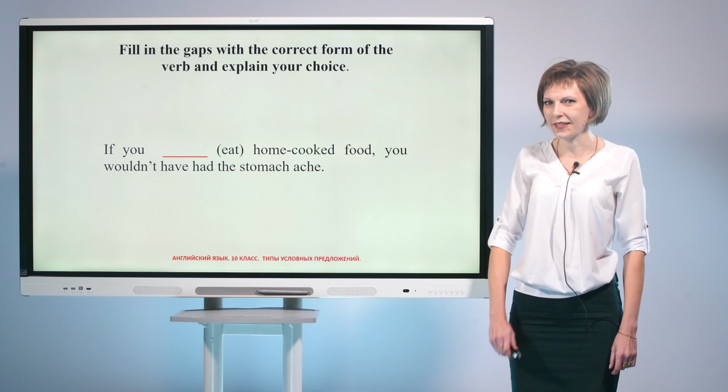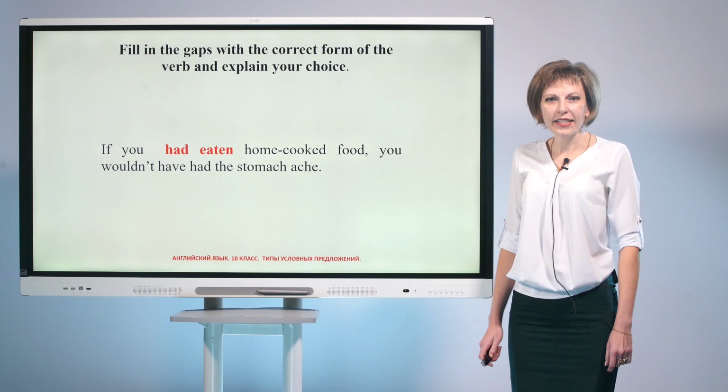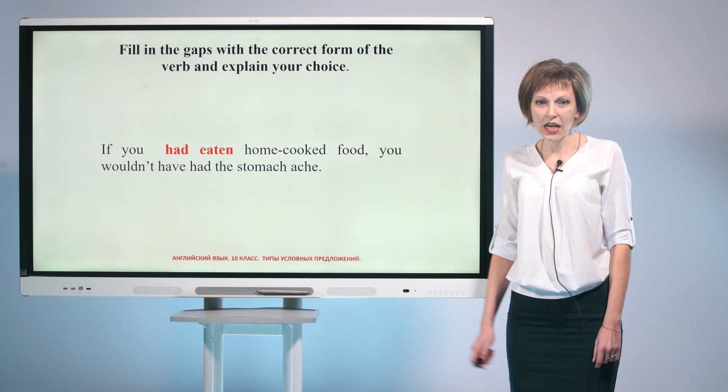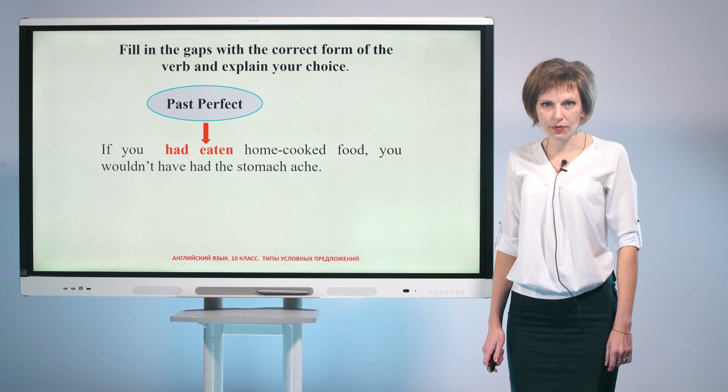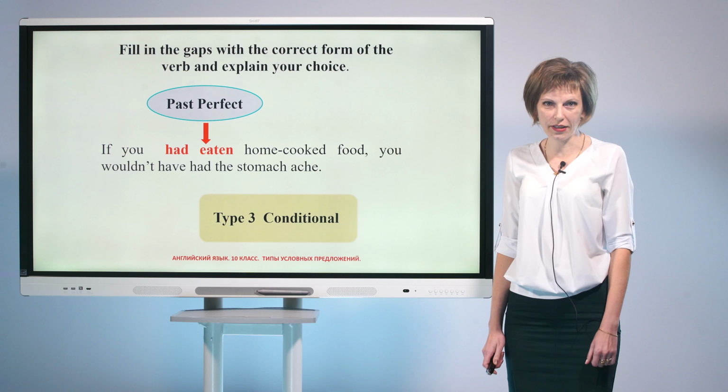Look at the next sentence. You are wonderful. If you had eaten home-cooked food, you wouldn't have had the stomach ache. We have just used the past perfect tense in the if clause because this is type 3 conditional.